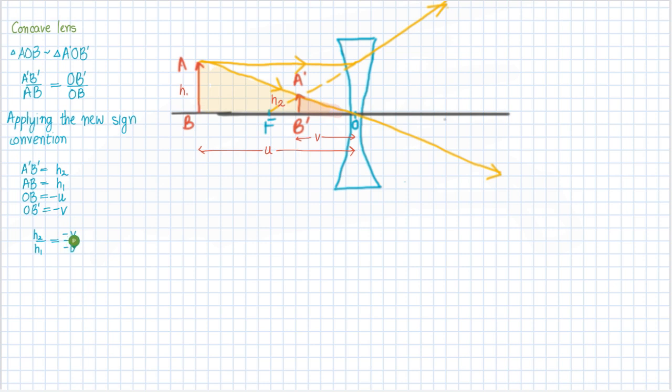Now this minus and this minus get cancelled. So let me rub them. So it will be simply v by u. And we know the magnification, or your linear magnification, can be written as H2 upon H1, which in turn equals v by u. So this is your linear magnification formula for concave lens.